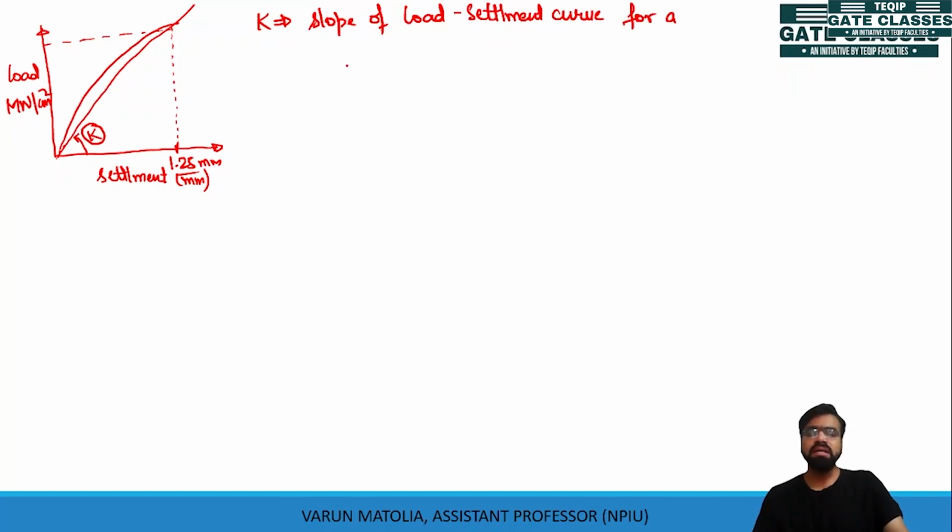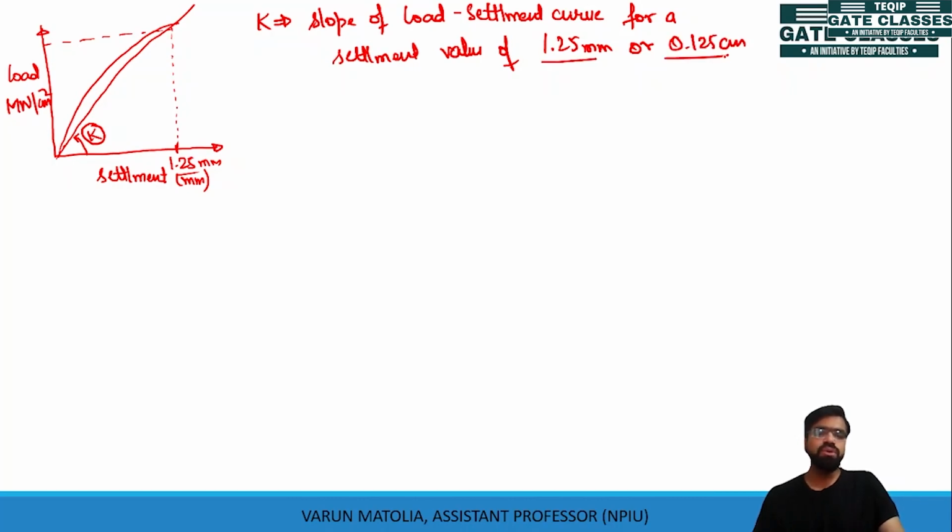for a settlement value of 1.25 mm or 0.125 centimeter. These values you should remember. These are directly asked in examination. So the slope of this curve is known as modulus of subgrade reaction. This value is calculated with the help of this graph.